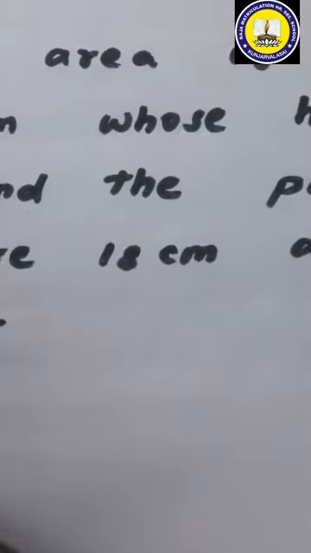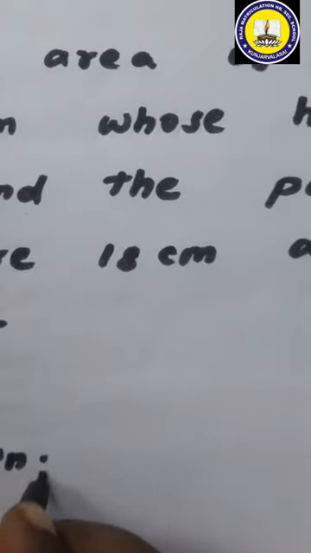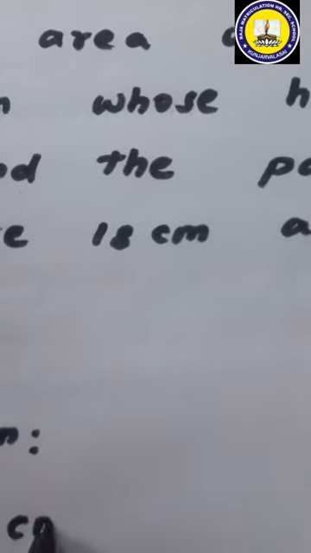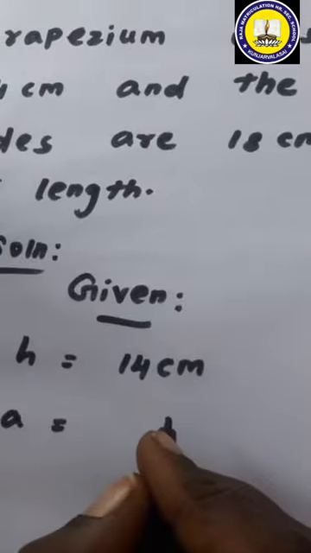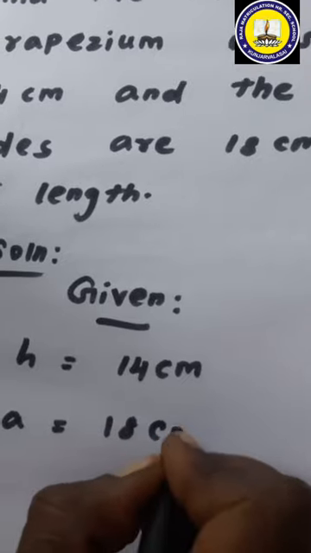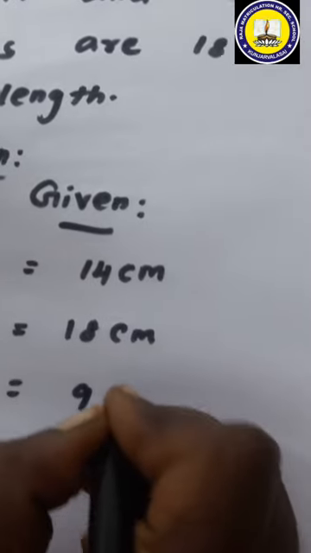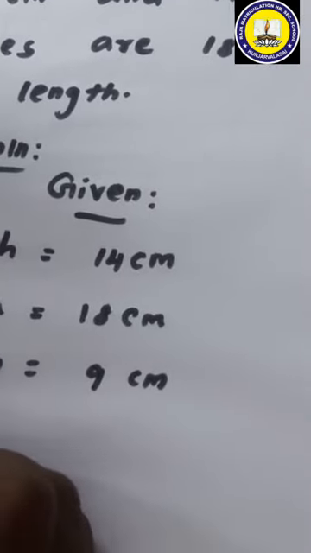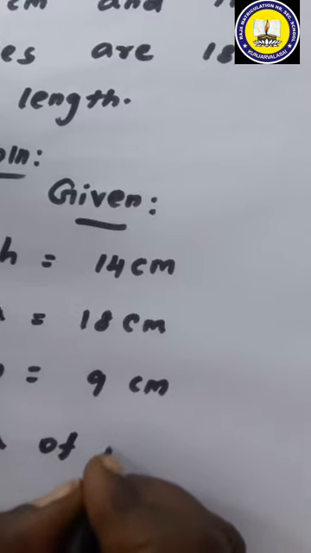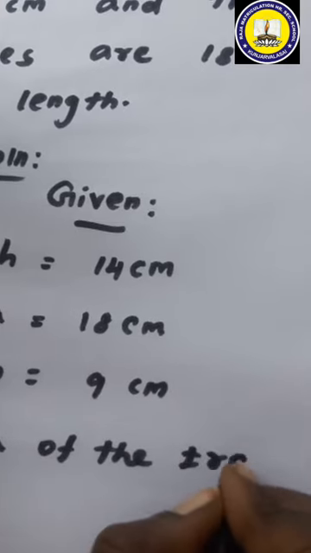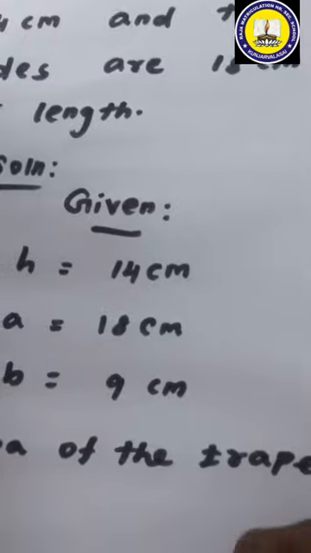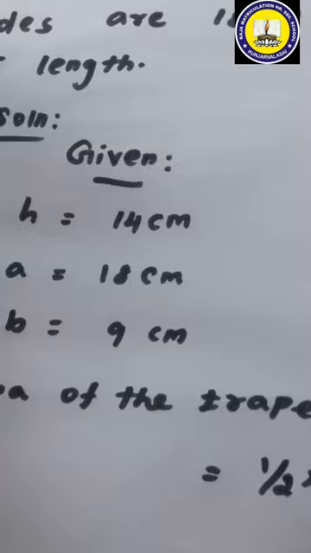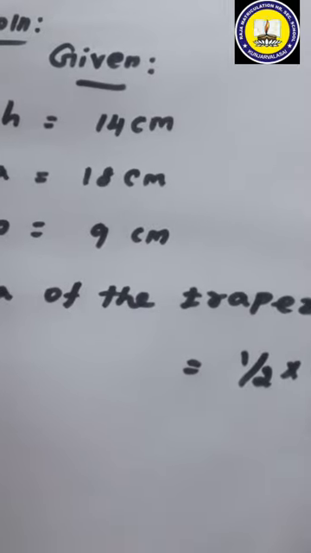First we write the given data. Given: h is equal to 14 centimeter, a is equal to 18 centimeter and b is equal to 9 centimeter. Already we know the formula for the area of a trapezium. So we write area of the trapezium is half into h into a plus b square units.